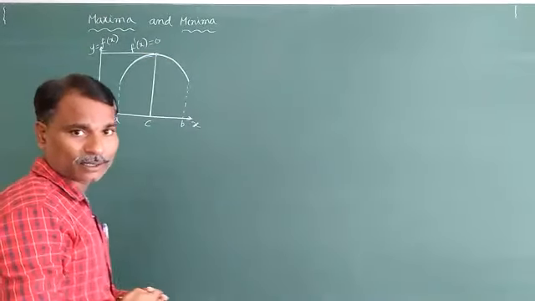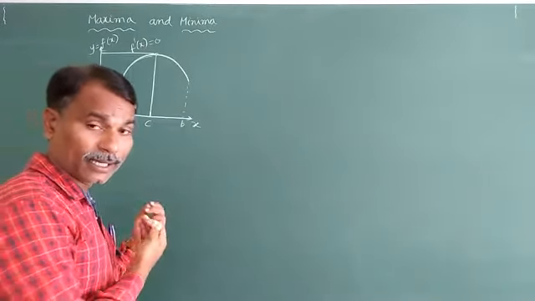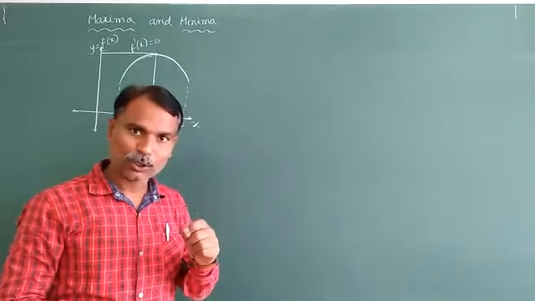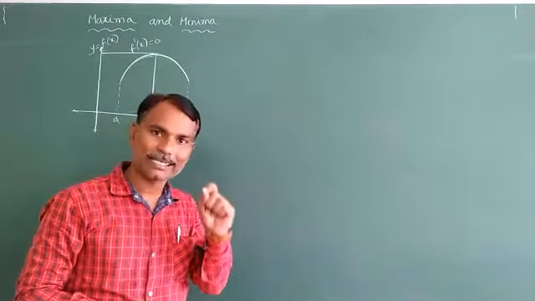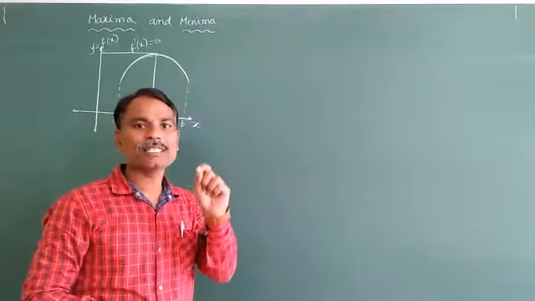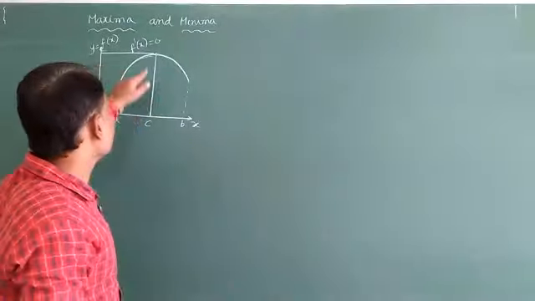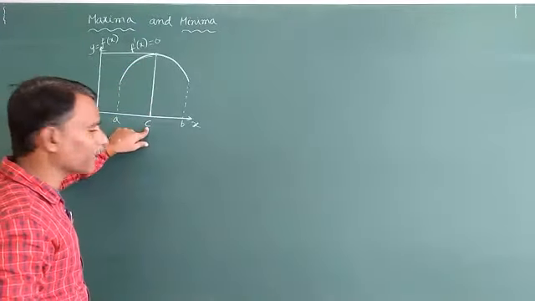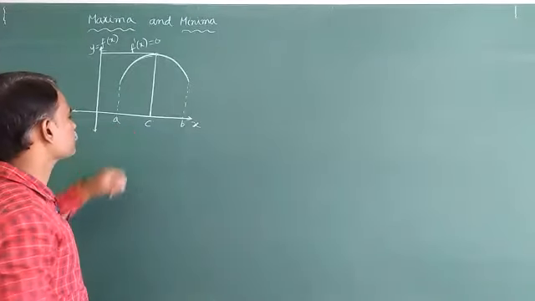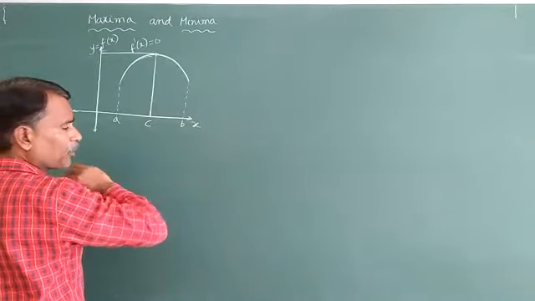This peak point is the critical point, because already in increasing and decreasing functions we did it like that only. F dash of x equal to 0 means dy by dx equal to 0, which means the slope of the tangent is equal to 0. So if the slope value is 0, definitely that line is parallel to the x-axis. Clear or not? Now this is the critical point, and this is the maximum point.